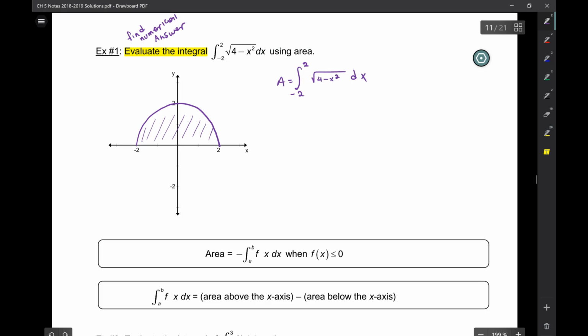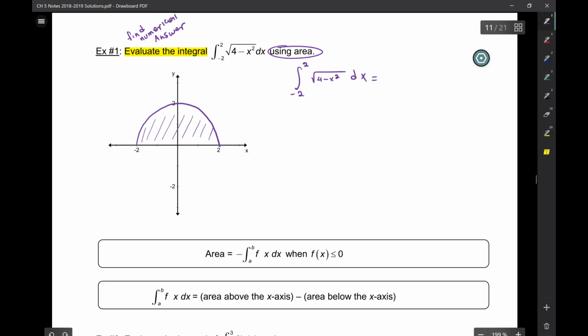This is a bulletin board problem. If you were walking down the street and saw this on a billboard, without even the A, you'd be like, oh, somebody wants to find the area under the square root of 4 minus x squared from -2 to 2. That's what that means to me.